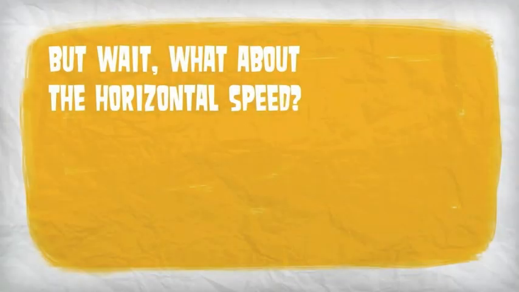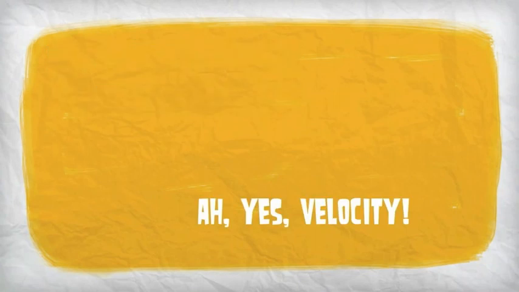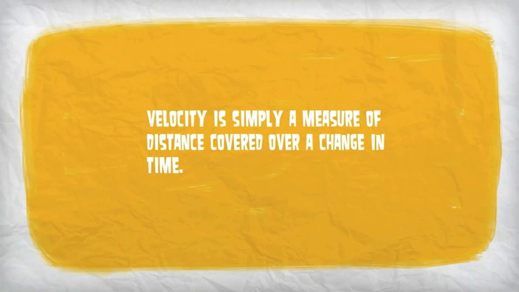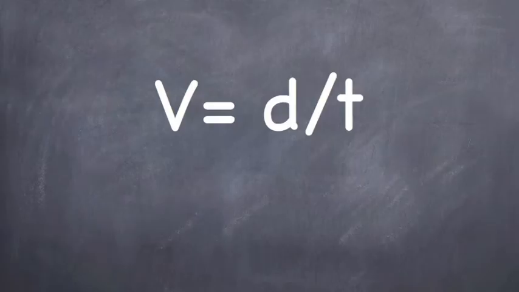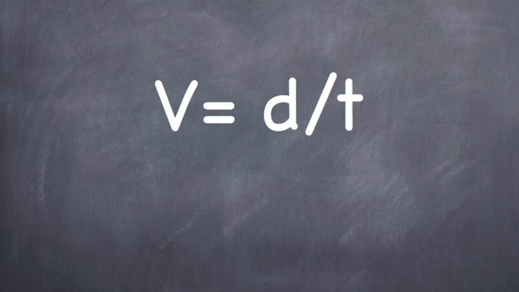But wait, what about the horizontal speed? Yes, velocity. Velocity is simply a measure of distance covered over a change in time. The equation is v equals d over t, where v is velocity, d equals distance, and t equals time.